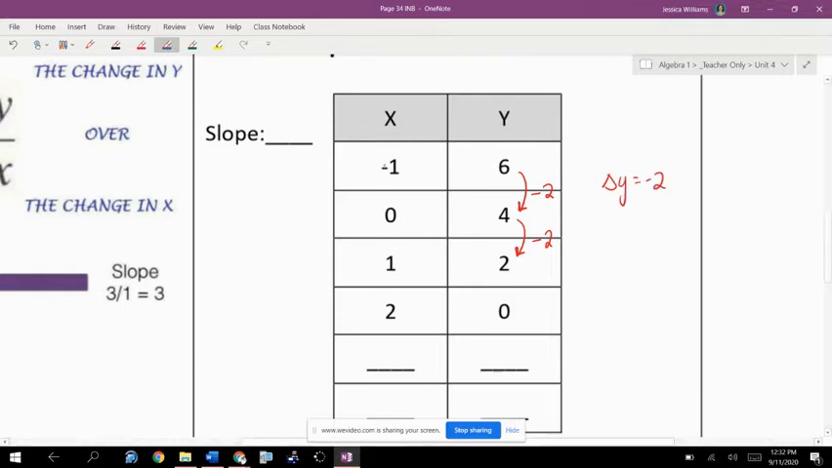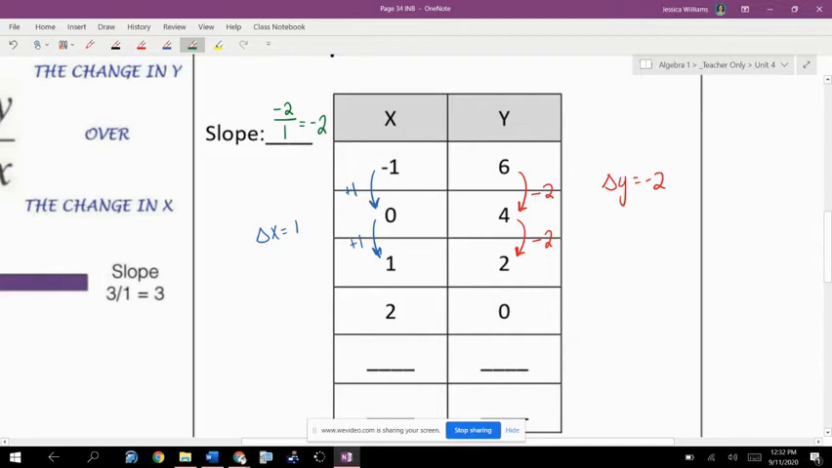On this side, how do I get from -1 to 0? I add 1, 0 to 1, I add 1. Great, the pattern's still going, so my change in x is 1. To put it together for slope, I do change in y, which was -2, over change in x, which is 1. You're welcome to leave that, but it simplifies down to just -2 by itself.